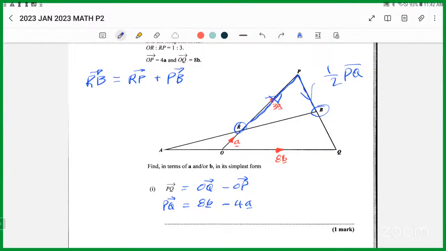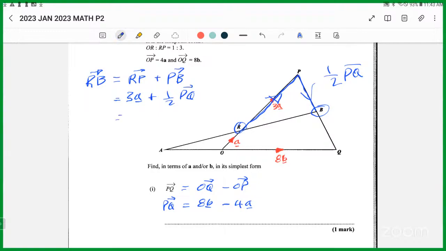The RP is obviously just 3A right there, so that doesn't need any calculation. That is 3A right now. But the PB is half of PQ. It's obvious. This PB is half of the whole thing that we know, the PQ. Half of PQ that we know. That's what it is.